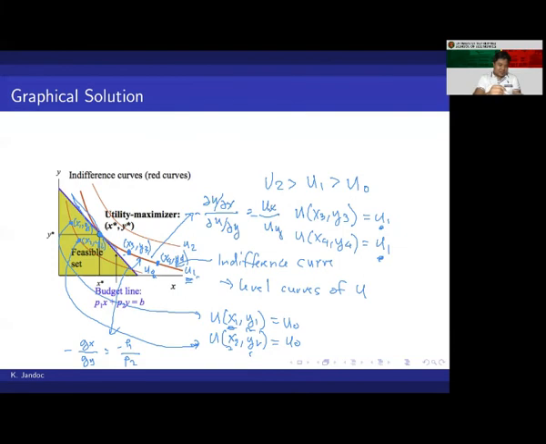Since the slopes are equal, we have that negative ux over uy is equal to negative p1 over p2. Since both sides are negative, we can cancel the negative sign. Then you have ux over uy is equal to p1 over p2. Have we seen that before? Yes. Go back one slide. This is the condition for optimality, precisely the condition for optimality.